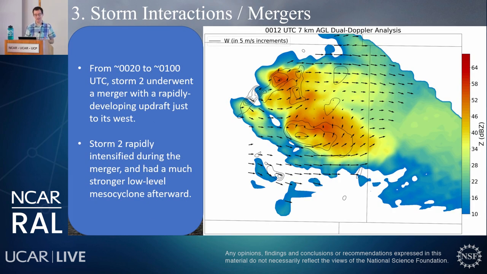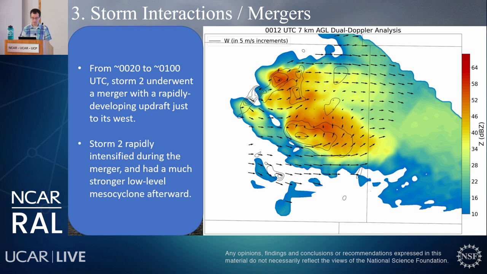Now, as that environment is becoming rapidly more favorable from 0Z to 1Z and 2Z, Storm 2 underwent a merger that's really interesting because it happened with a rapidly developing updraft just west of it, kind of over its RFD. So this is a 7-kilometer AGL dual Doppler analysis from the P3, and the black contours on here are vertical velocity in 5 meter per second increments.